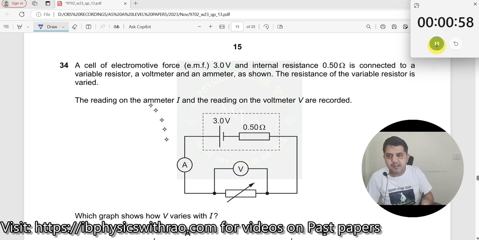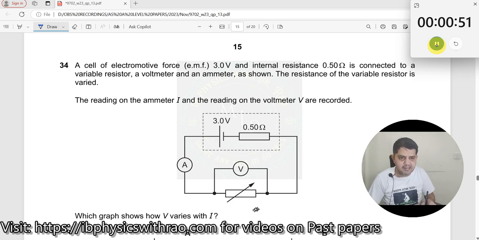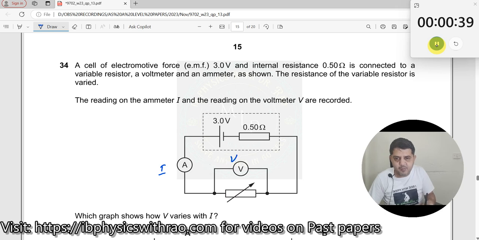Question number 34. A cell of electromotive force of 3 volt and internal resistance 0.5 ohm is connected to a variable resistor. Voltmeter and ammeter are shown. The resistance of the variable resistor is varied. The reading on the ammeter I and the reading on the voltmeter V are recorded.